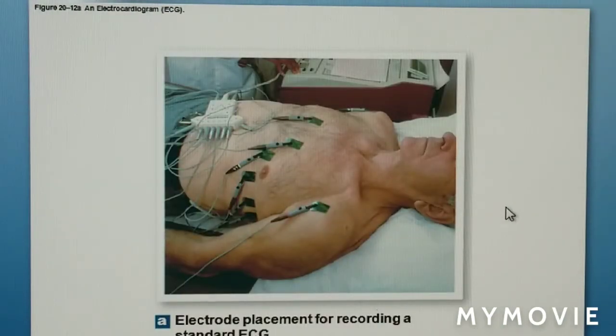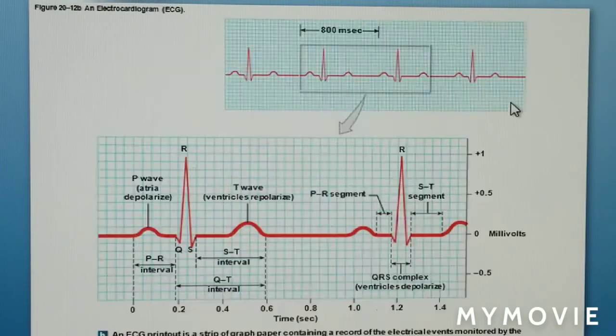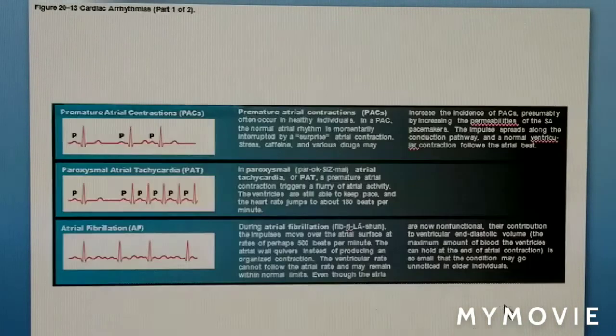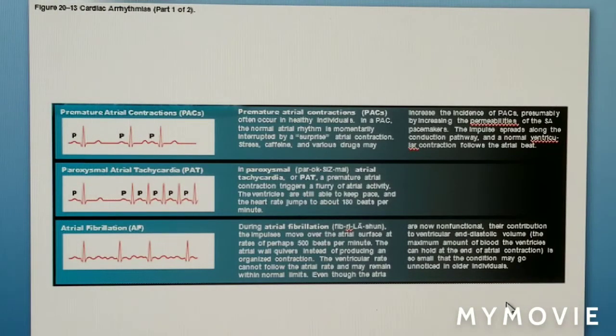And this is showing a picture of the electrode placement for recording a standard ECG. We've kind of seen this already. We talked about the P, QRST, and the intervals associated with them. Some more information here. Some problems associated with the findings.